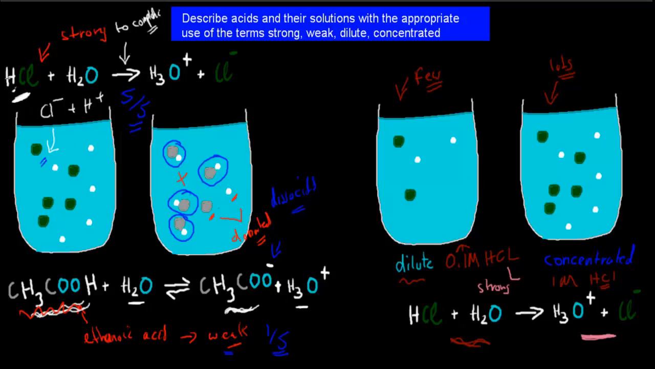So for this dot point, you should be able to describe acids in solution with the appropriate use of the terms strong, weak, dilute, and concentrated. These come in pairs: either strong or weak, or dilute or concentrated. You should not confuse strong and weak with dilute and concentrated. Strong means that all of the original molecules have dissociated into ions, whereas weak means that only a few have dissociated. Dilute means there are fewer particles of the acid in the solution, whereas concentrated means there are more particles in the solution.